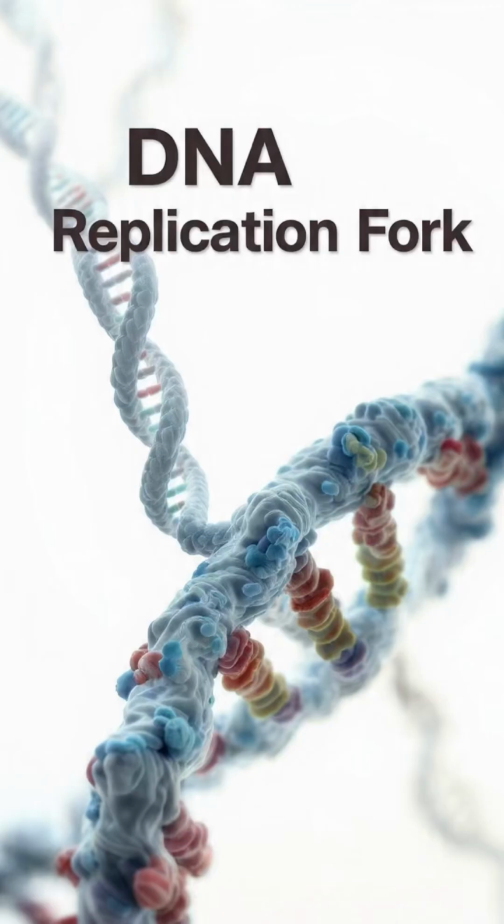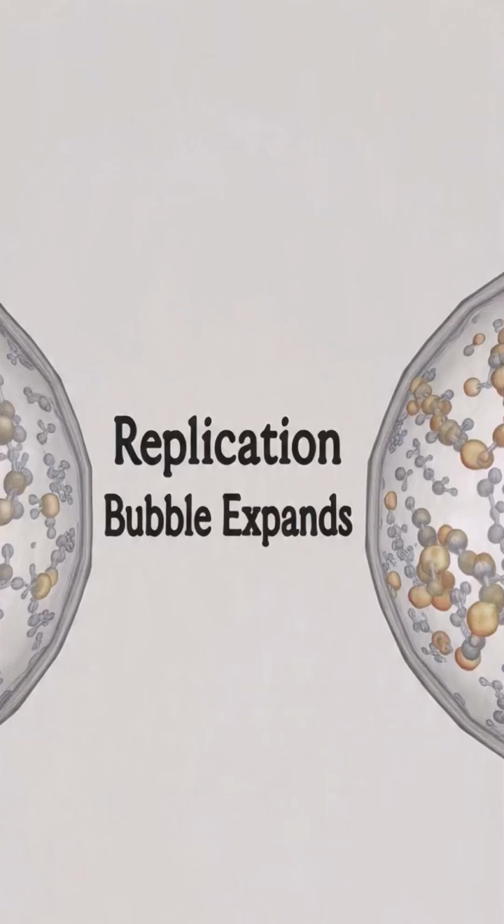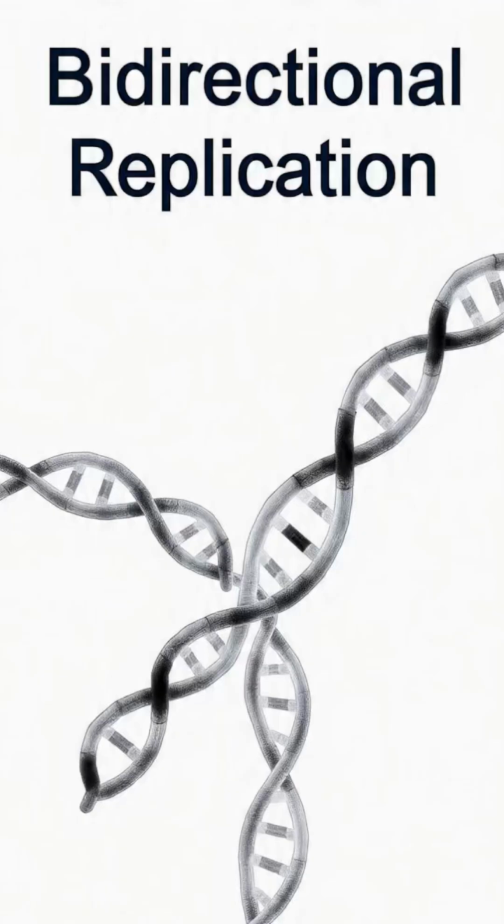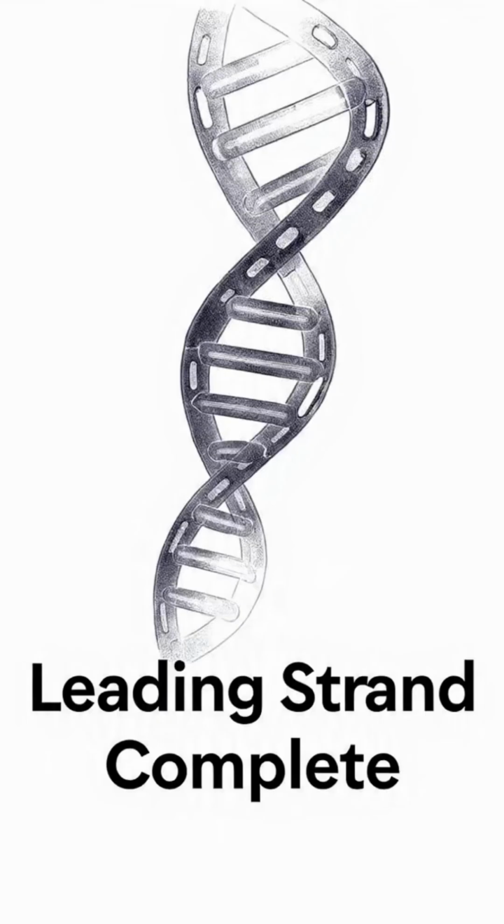Replication bubble expands. As synthesis continues, a bubble forms at the origin with two forks at each end. Two replication forks move in opposite directions. So DNA replication is bidirectional. Cartoon arrows show forks moving in opposite directions.